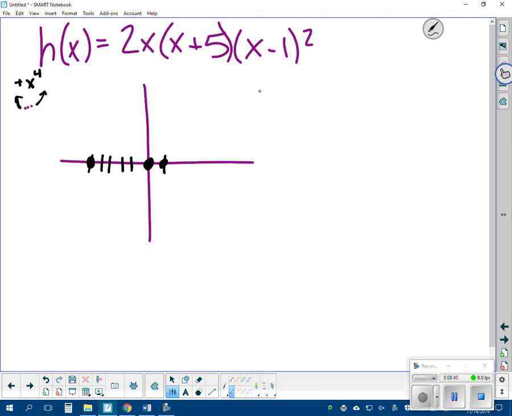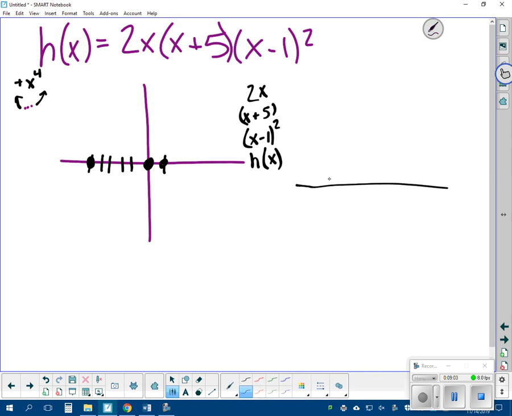Set up a sign chart. So our factors are 2x, x plus 5, and x minus 1 squared. And then we'll get the entire function, except it's not f, it is g, or it's not g either, it's h. Okay. Set up your number line, marking your roots. -5, 0, 1.